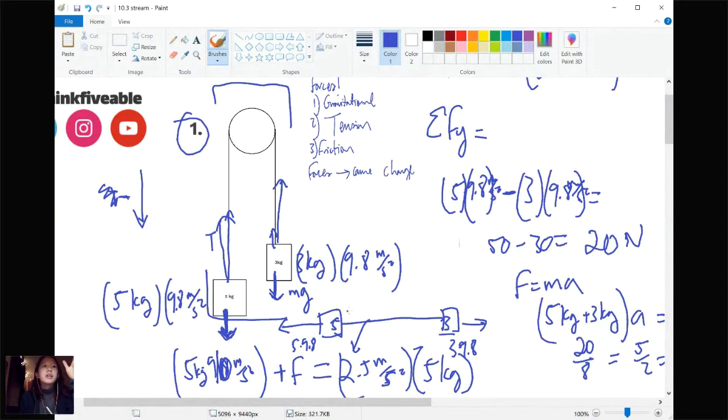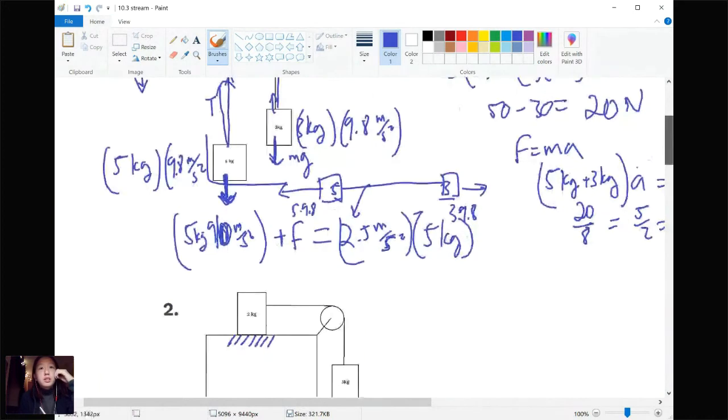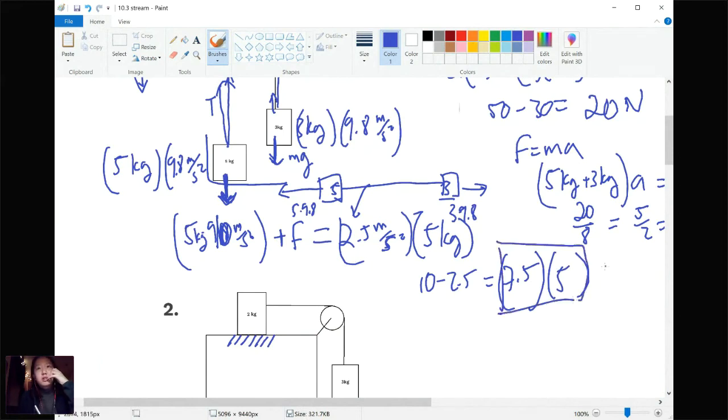My work is really messy. 10 minus 2.5 is equal to 7.5. This is just basic algebra, but you pull this over here, and it's going to be 7.5 times 5, and that's just going to be the force of tension. Hope that's right.